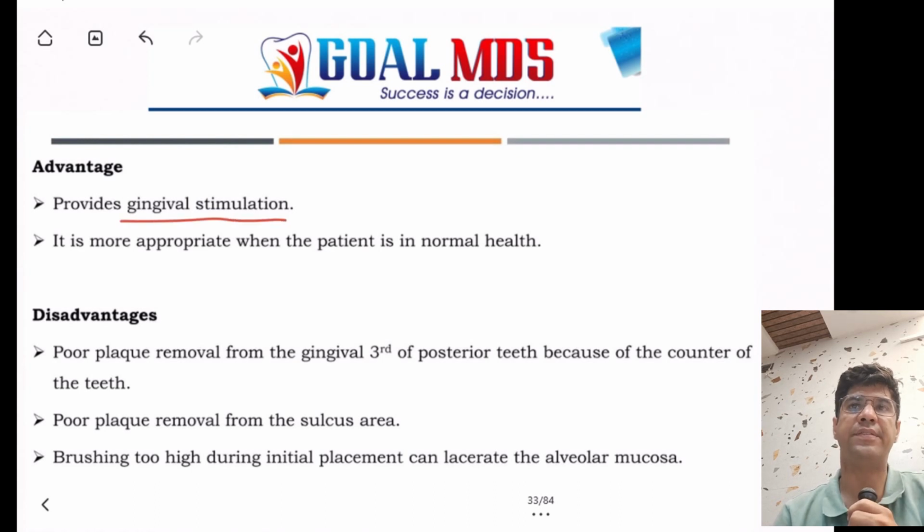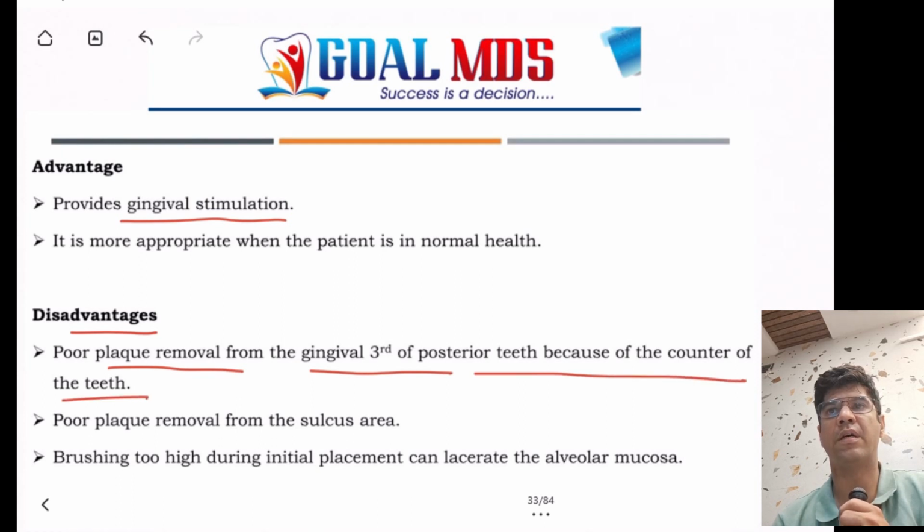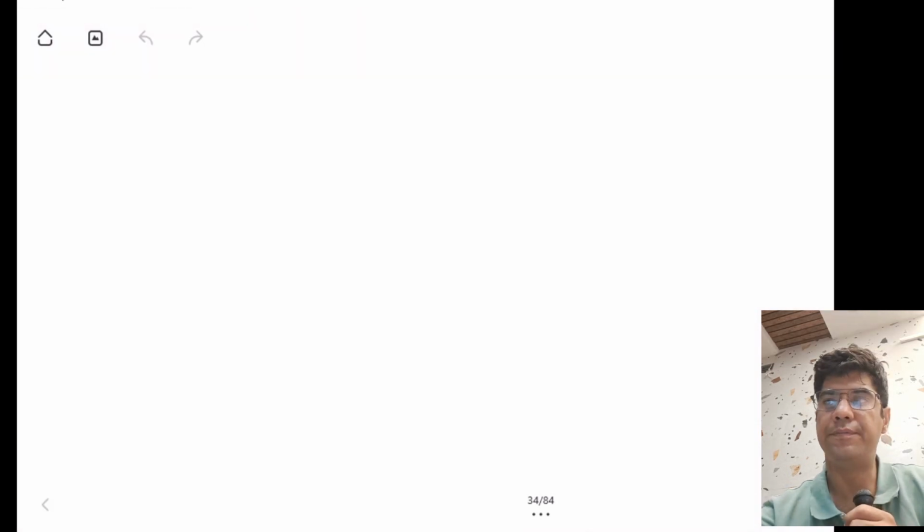The advantage is that it provides gingival stimulation. The disadvantages include poor plaque removal from the gingival third of posterior teeth because of the contour of the teeth, poor plaque removal from the sulcus area, and brushing too high during initial placement can lacerate the alveolar mucosa. So this was the roll technique.